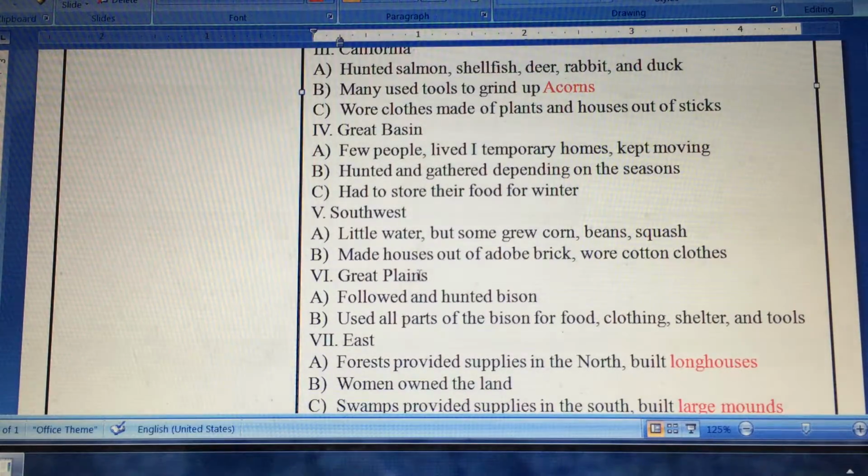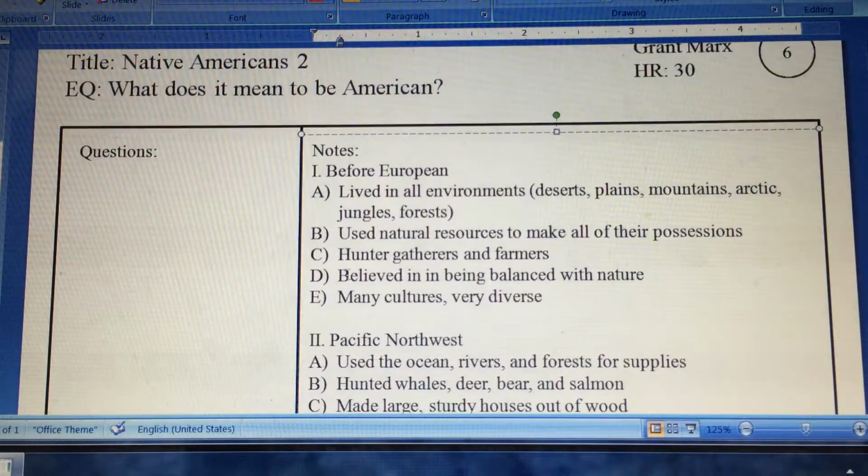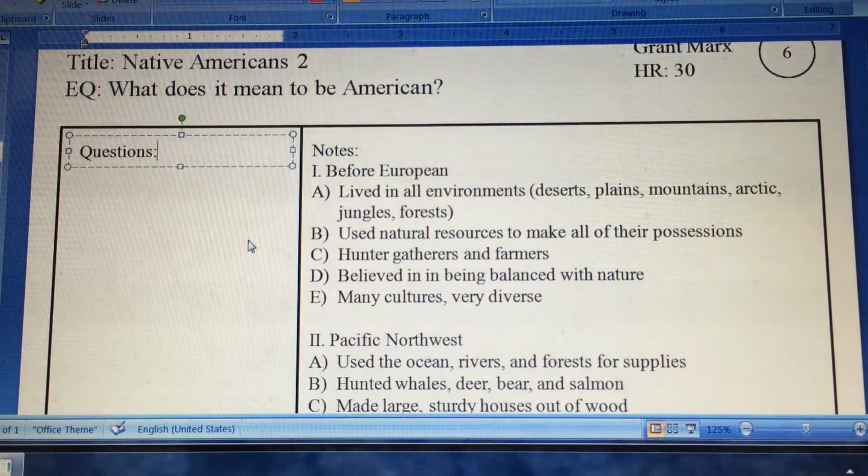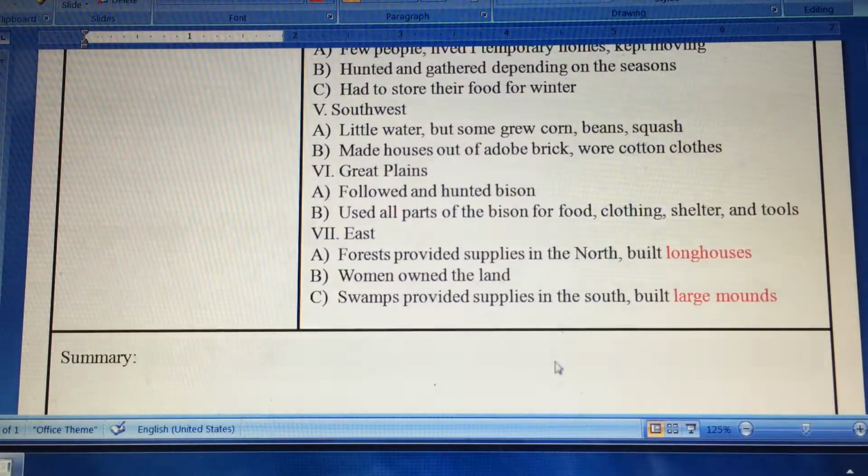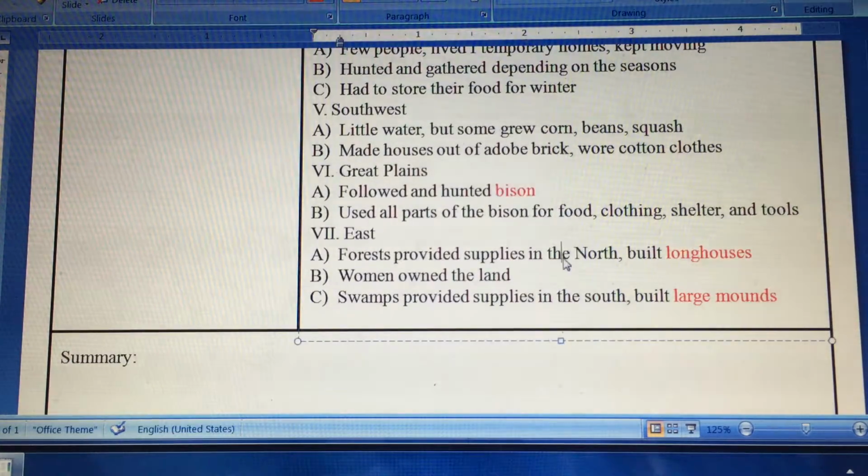What I want to do now is jump up here and let's practice writing some questions. Now, keep in mind, the whole point of this section is to think about, on our notes, what are some things that might appear on a test? And I've just mentioned a few of them. So, another one I want to make sure that we see. For the Great Plains, they use the bison.